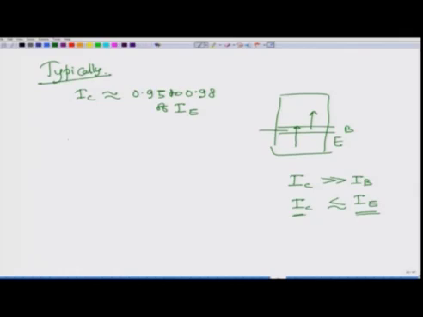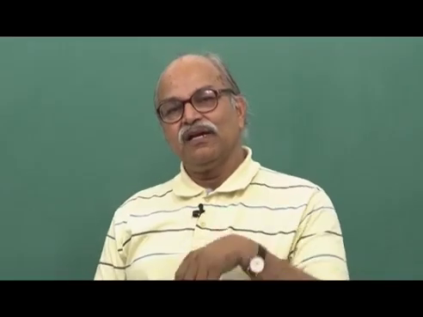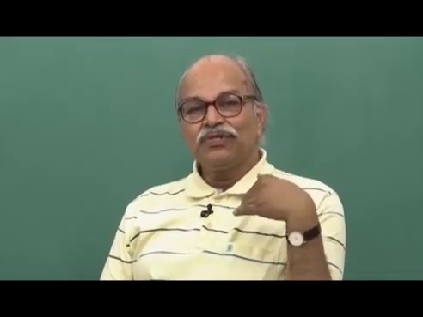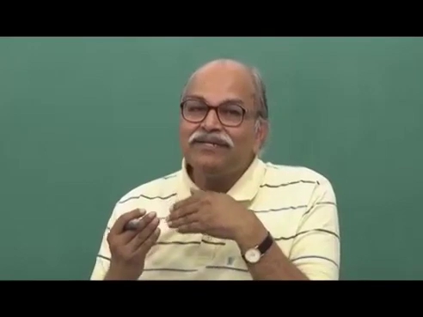The remaining 2% to 5% goes through the base, and we define a parameter called beta, which is IC over IB. This is known as beta, and typically it will have values from, let us say, 20 to 50 or so, depending on the construction of the transistor. In applications, we are actually not looking at the DC voltages and DC currents, because those are for proper biasing of the circuit. We are actually looking at the incremental changes.